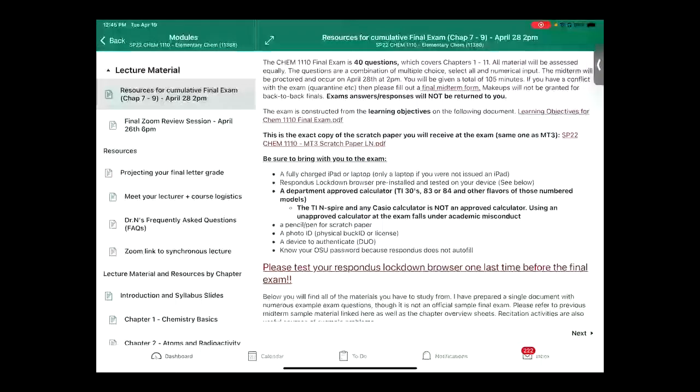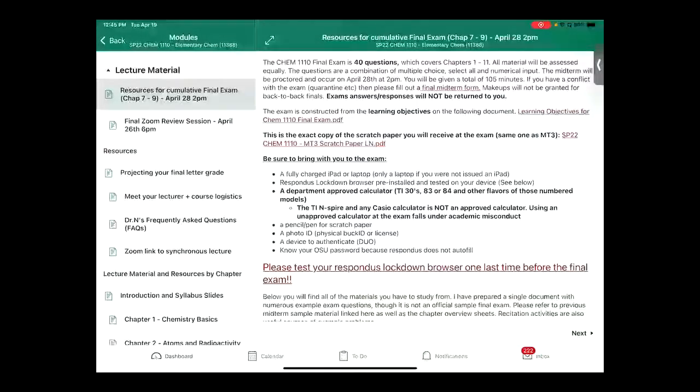Just 2 more classes. So the whole idea here for this class, we're going to finish chapter 11, and that will be it for the material for the final. So then we'll just start working on final review. So I just wanted to show you the resources that I posted earlier this week about the final.